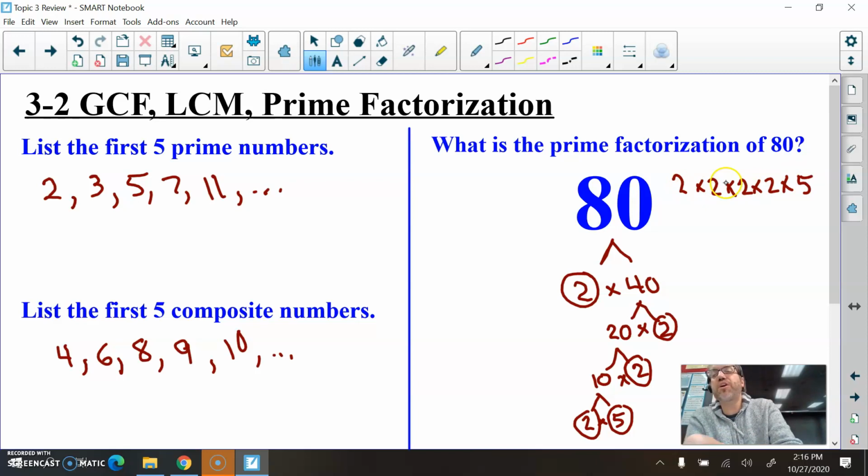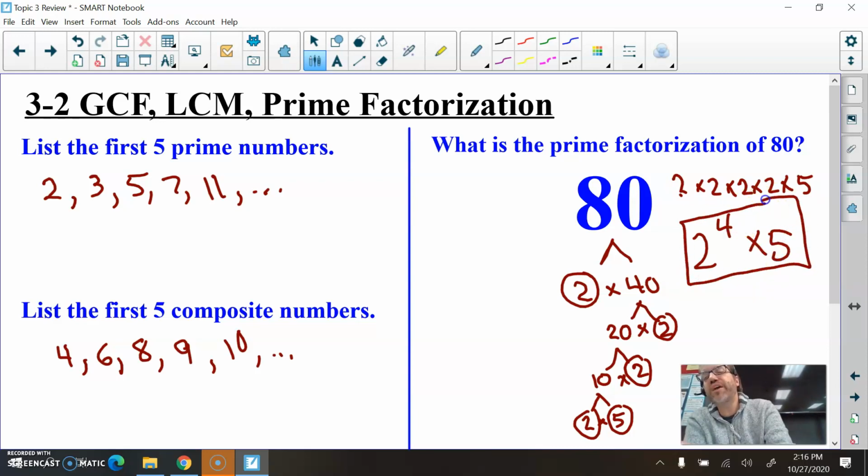Now, honestly, look at all these 2's here. Can't I show repeated multiplication using an exponent? I have 1, 2, 3, 4 of those 2's. So I could write 2 to the 4th power times 5 and write my prime factorization that way. I actually like that better because I don't have to list out all of those 2's since there are so many of them. So that's prime factorization and how to find it using a factor tree.